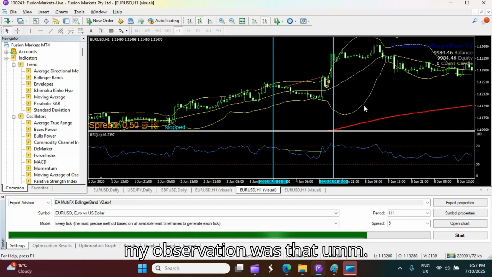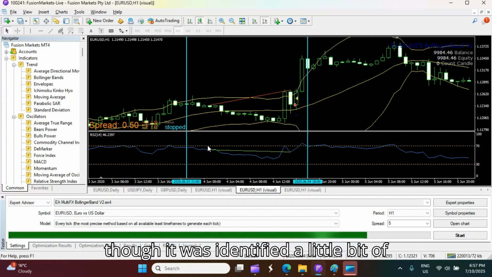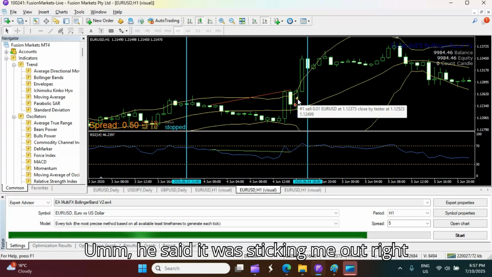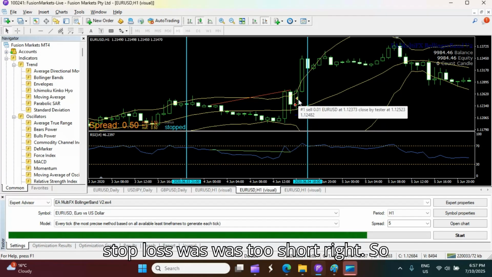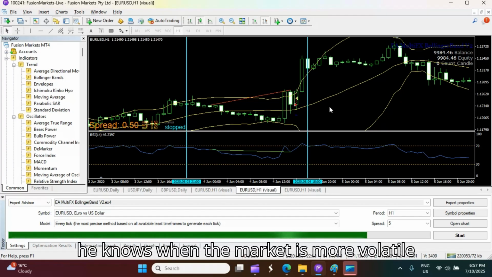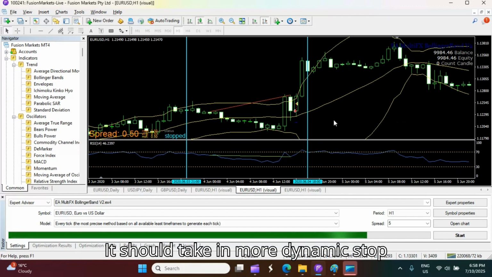My observation was that when I ran the bot, even though it was identifying a little bit of a divergence there, RSI going down and prices going up, it was taking me out all the time. It could be because the stop loss was too short, so it's not taking into consideration market momentum. Maybe we might introduce average true range to the bot later on so that it knows when the market is more volatile, and so it should take in more dynamic stop losses rather than a fixed point.